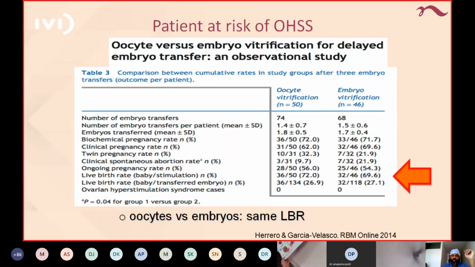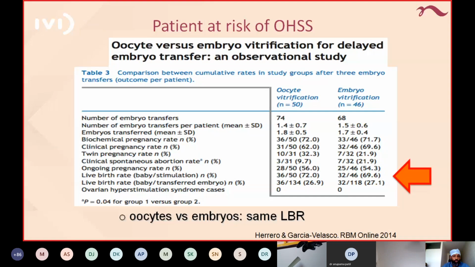So for a patient at risk of OHSS, you can take the embryos and freeze them, or you can take the oocytes themselves and freeze them, because we also freeze oocytes. There are a lot of requests we get from women who may not have married yet, or who don't want a sperm to be mixed with eggs, and want to freeze eggs alone.